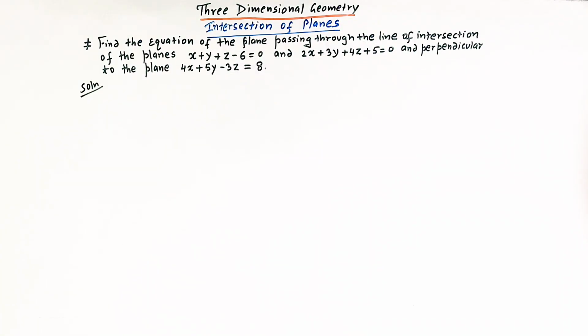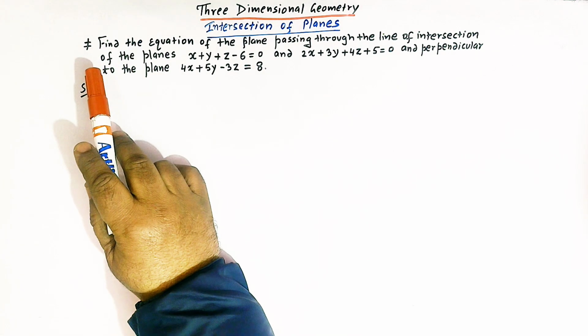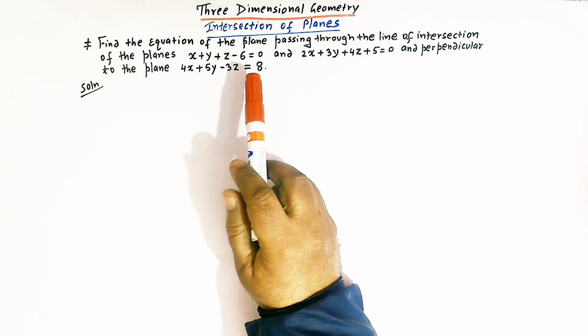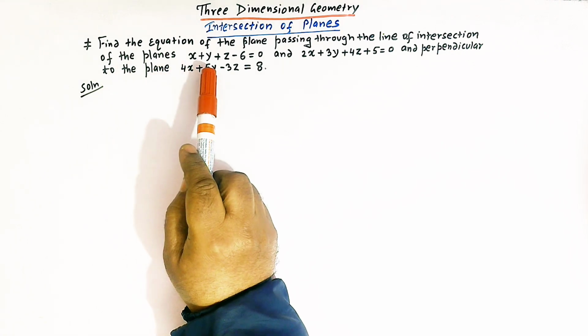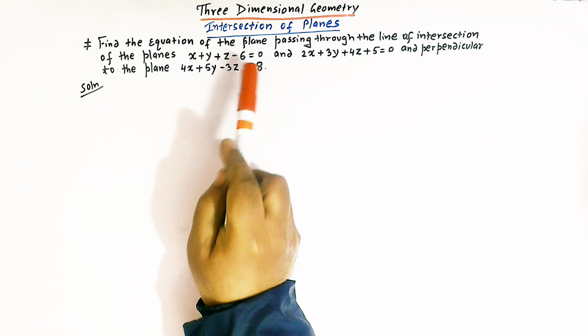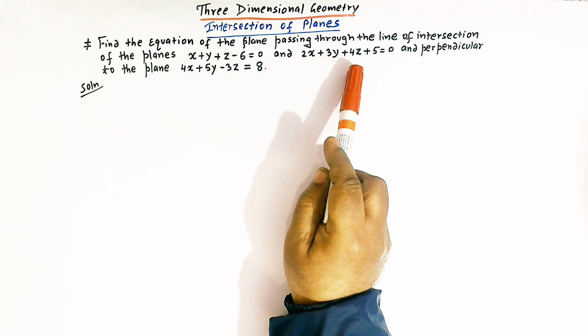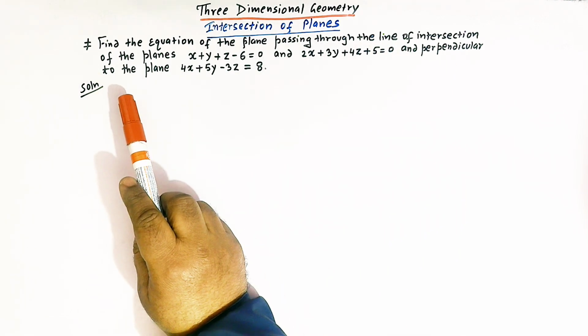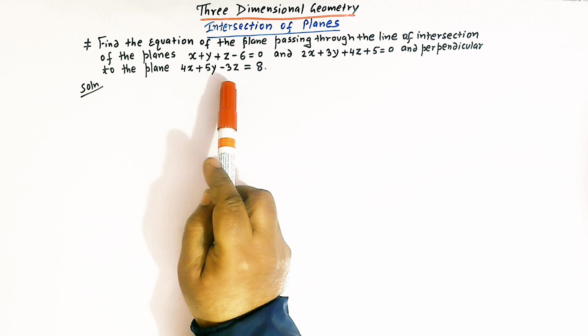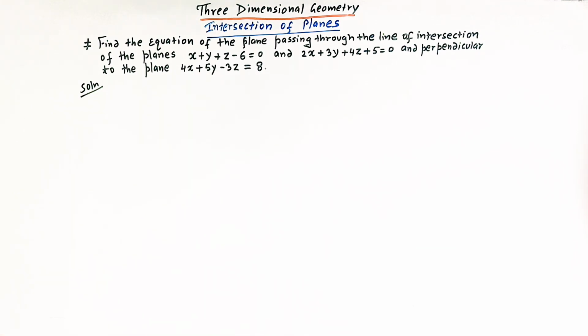Hello viewers, in today's class we are going to discuss one important problem from three-dimensional geometry related to the intersection of planes. Here we have to find the equation of a plane passing through the line of intersection of the planes x + y + z - 6 = 0 and 2x + 3y + 4z + 5 = 0, and perpendicular to a given plane 4x + 5y - 3z = 8.